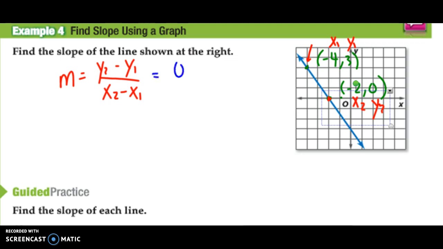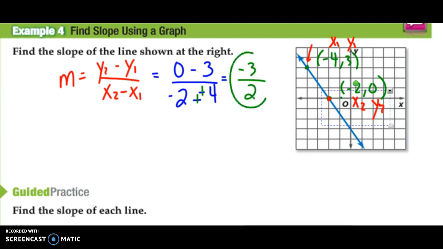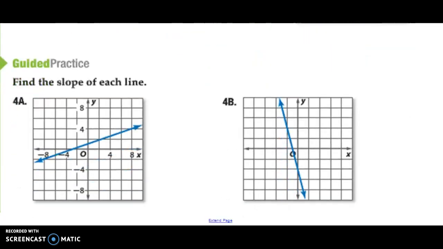And I'll get 0 minus 3 over negative 2 minus a negative 4. So I find the slope in between them. I get negative 3 on top and 2 on bottom. So the slope of my line is negative 3 over 2. Here's 2 more guided practice problems that you can try on your own.